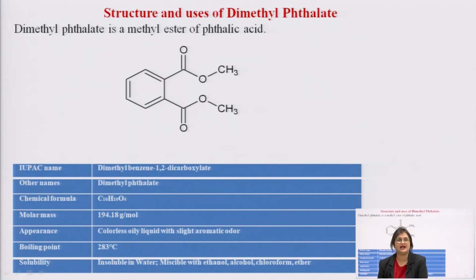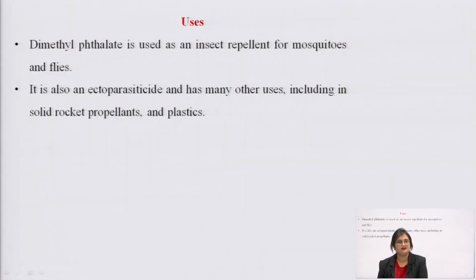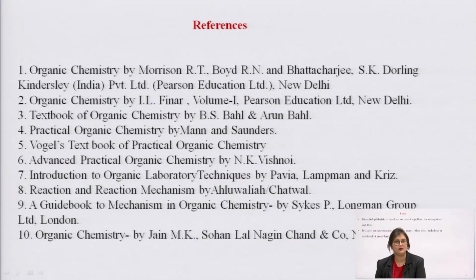The last compound is dimethyl phthalate. It is used as insect repellent. It is also used as an ectoparasiticide and has many other uses, including in rocket propellants as well.